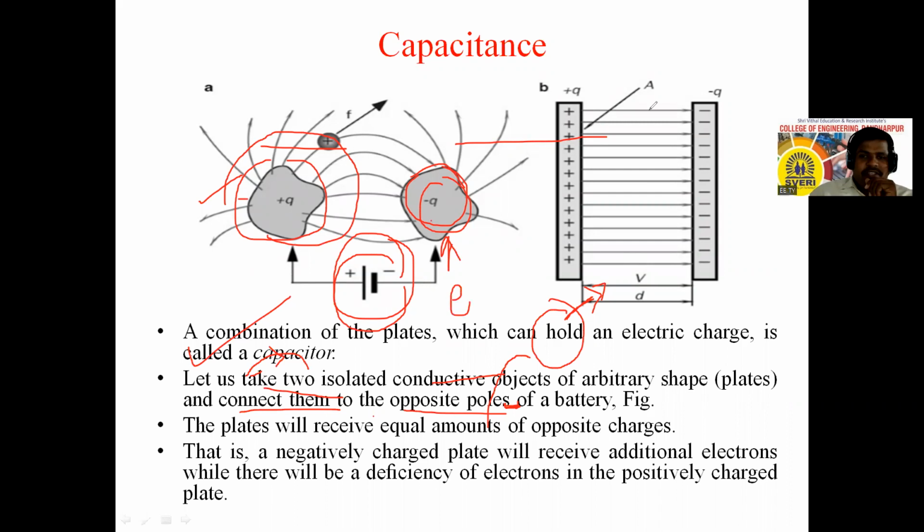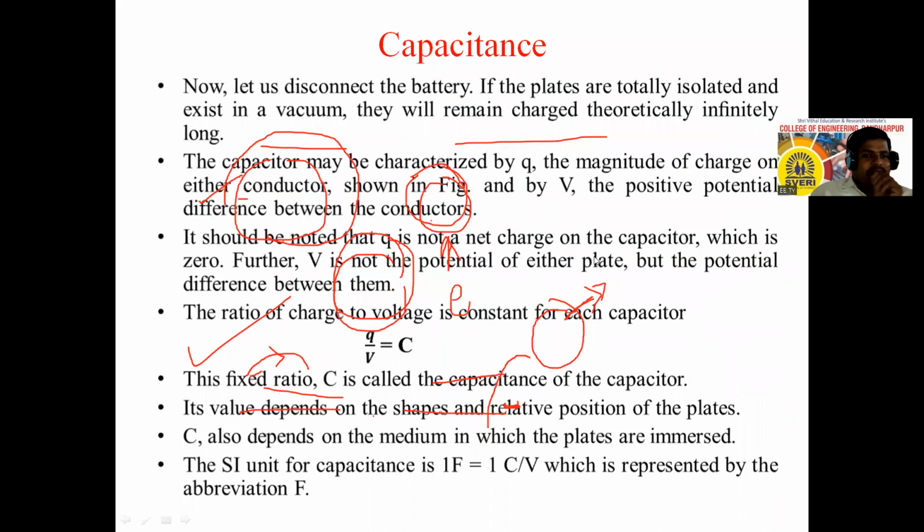Okay, in this a deficiency will form, and due to that deficiency, if we disconnect the battery, one object has received charge and the other has a deficiency; one received the full, equal amount, right? So if we disconnect the battery, and the plates are totally isolated and exist in a vacuum, they will remain charged theoretically infinitely long. Okay, so look, the two plates are insulated from each other, we removed the battery, one has received charge and the other has a deficiency of charge.